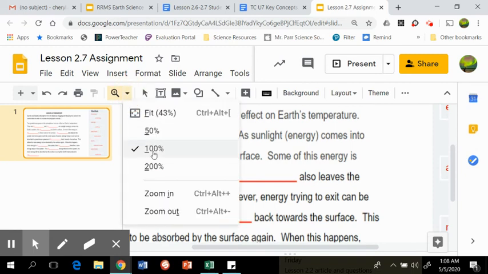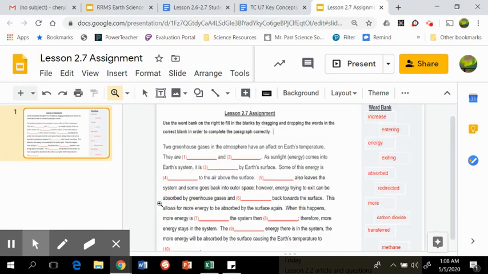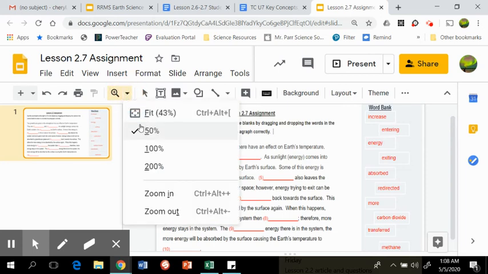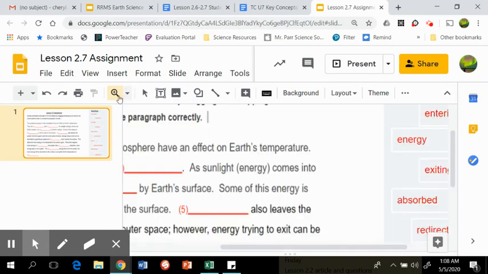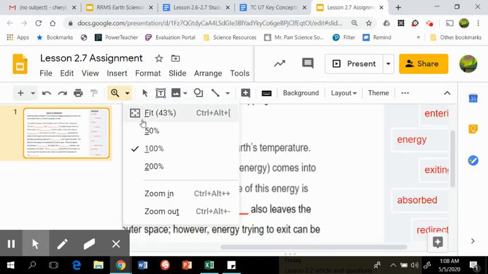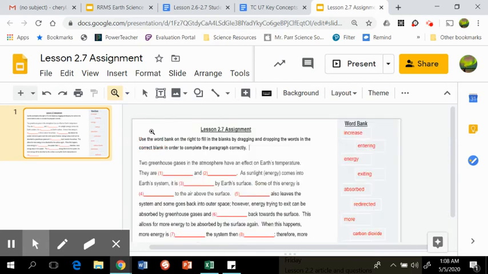Not quite that big. No. Okay. No, it's going to try to zoom in.